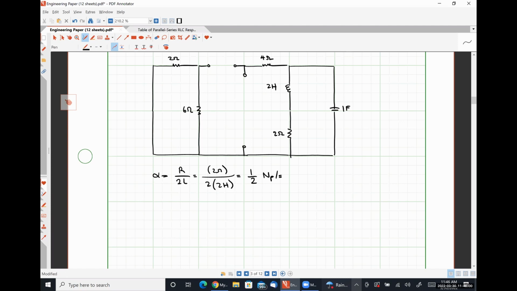Okay, so the units. I figured it out. Yeah, okay, because a Henry is an ohm second. All right, now let's figure out omega naught.